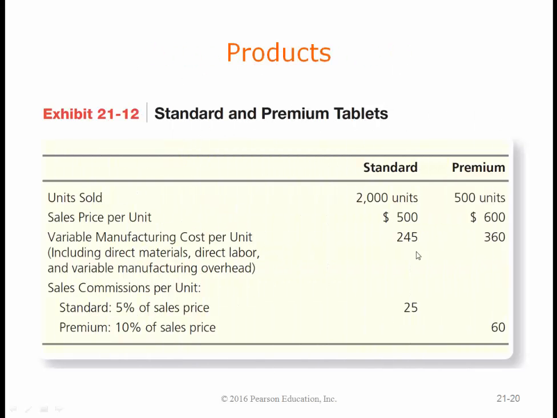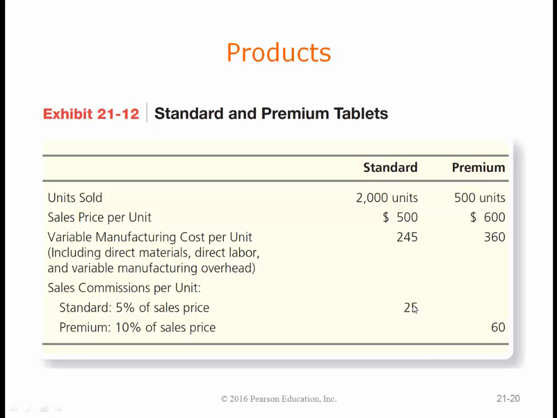So let's look at the example they give us in this presentation. It says we have units sold, standard and premium. And if you notice, it gives you a sales price of 500, the variable manufacturing cost of 245. Here it's 600 and 360, and the sales commission is 10%.